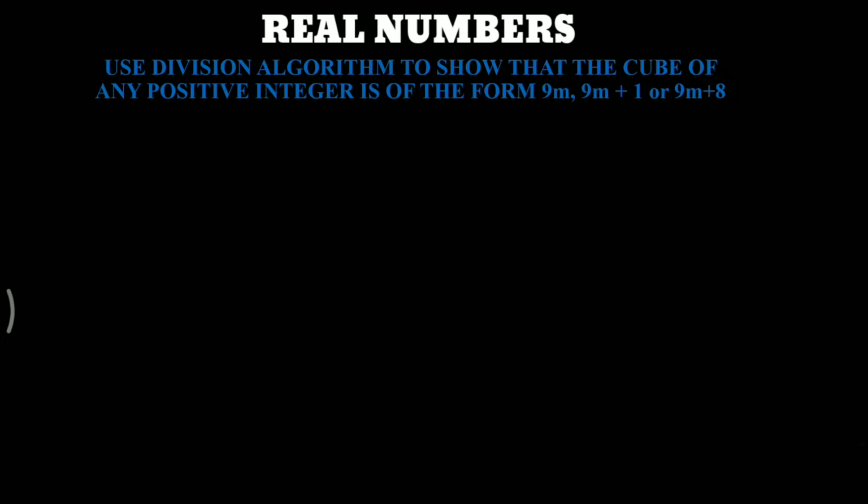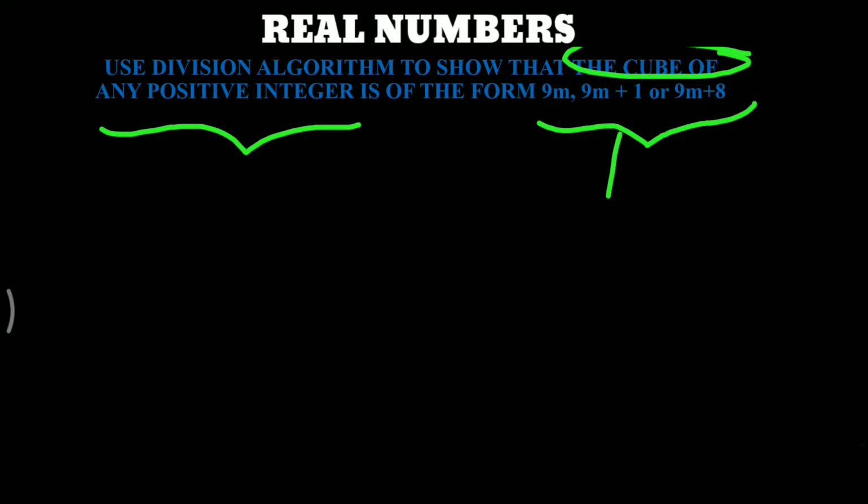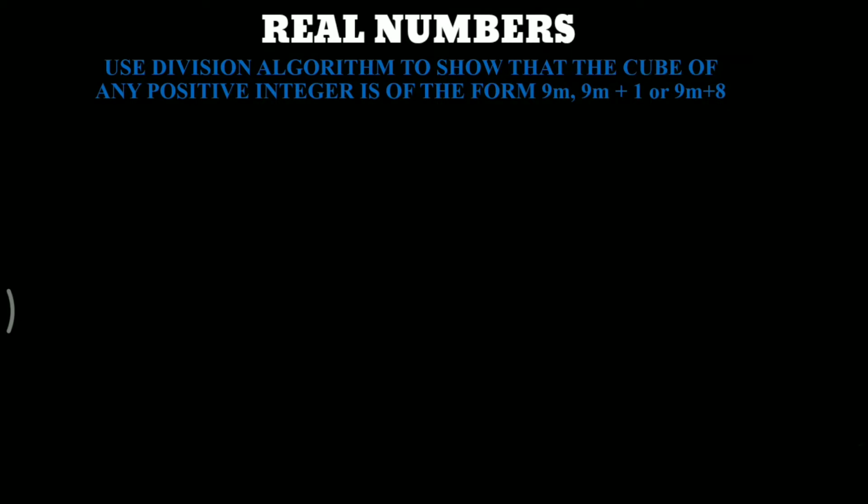So what are the key points in this one? We have to take a positive integer and cube it, and finally we have to show that either it is a multiple of 9, or 1 more than a multiple of 9, or 8 more than a multiple of 9. So once again, take a positive integer and cube it. You can express that number in the form of 9m or 9m plus 1 or 9m plus 8. Let me explain this one with some examples.